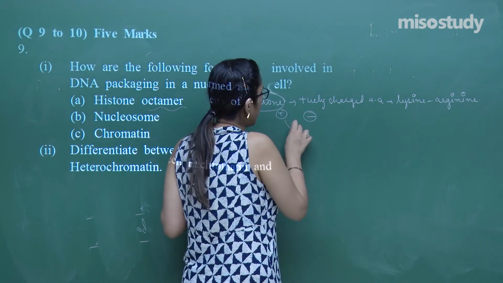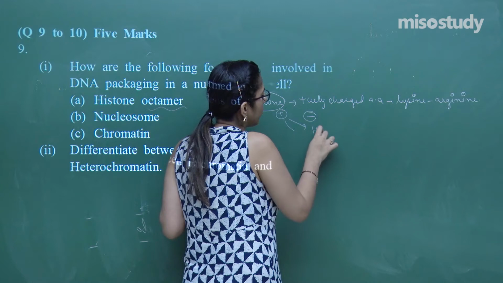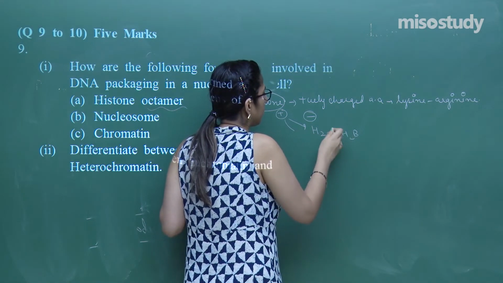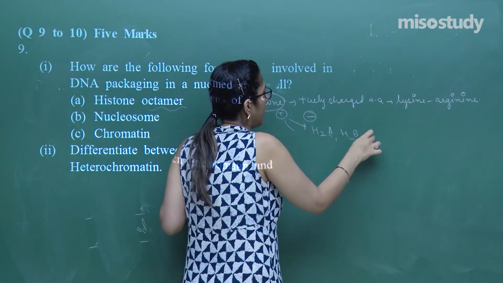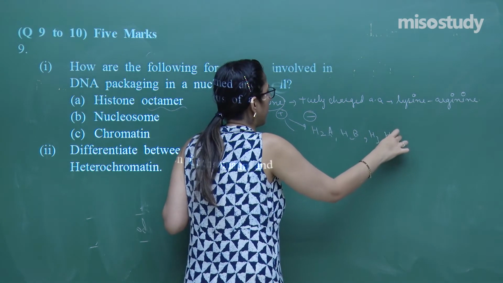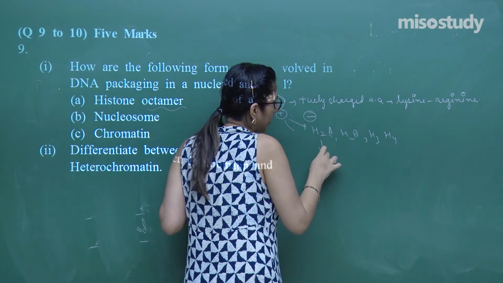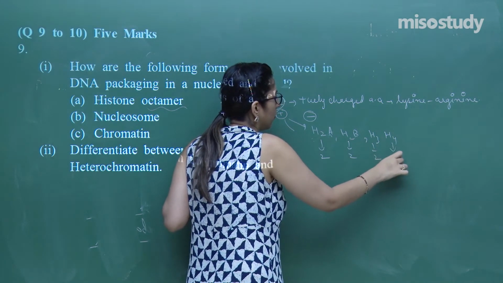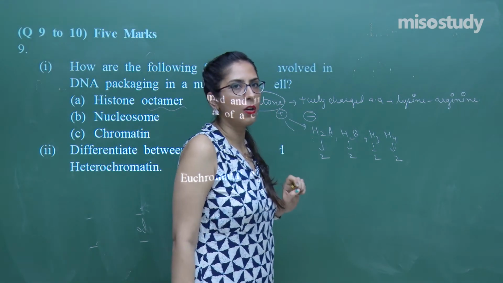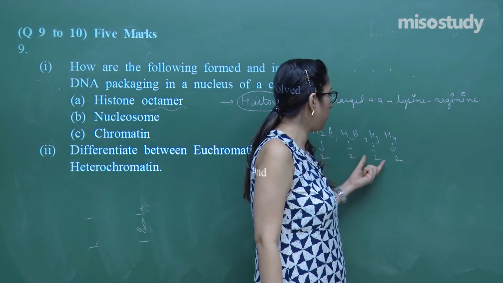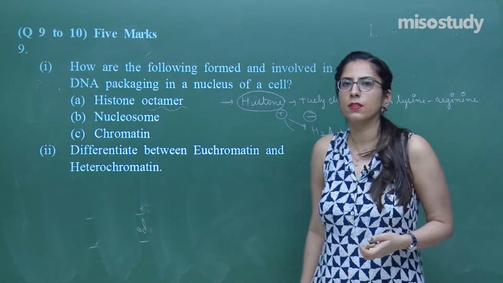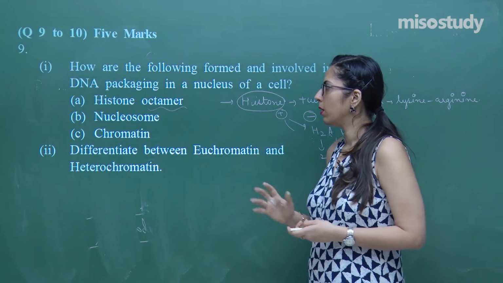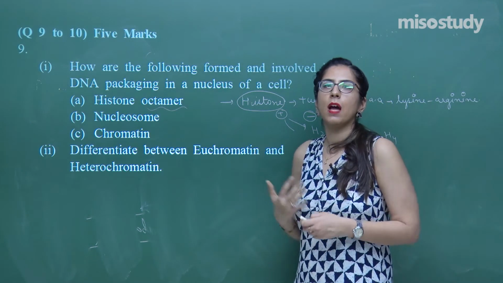The histone octamer is there because when we talk about the histone, H2A, H2B is there and H3, H4 is there. Each of these is present in double amount. This is called a histone octamer. Total 2, 4, 6 and 8. 8 such units are formed, so they combine together and form a histone octamer. So what they do is help in the wrapping of DNA.